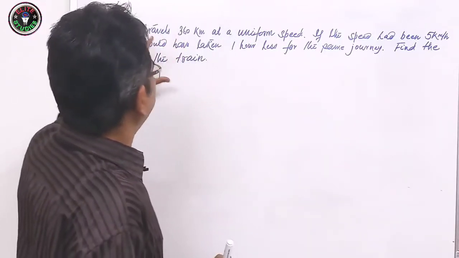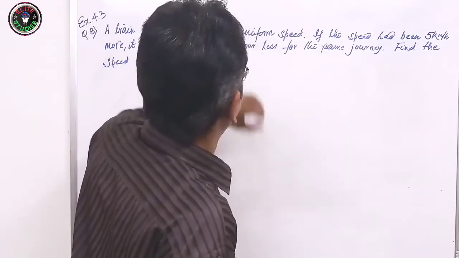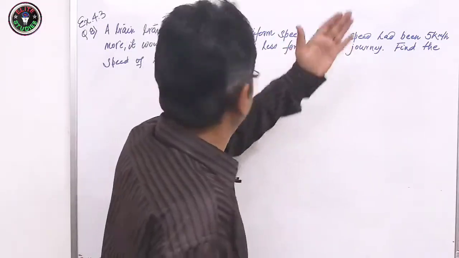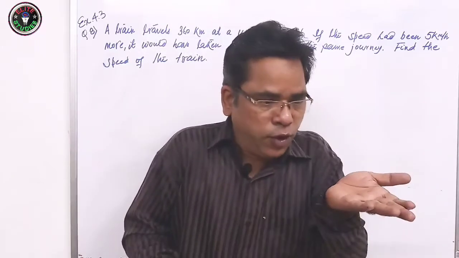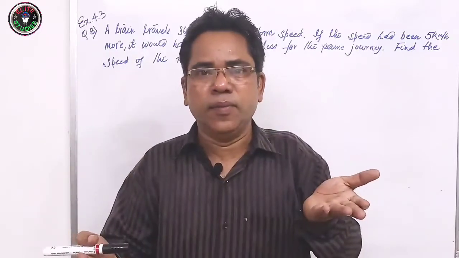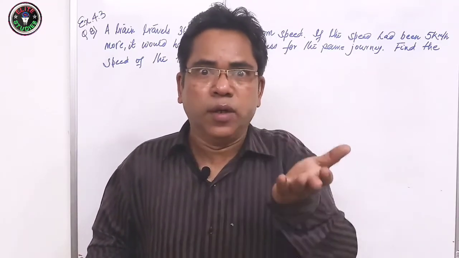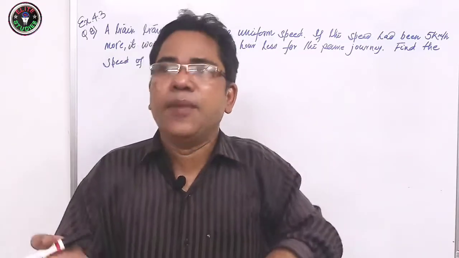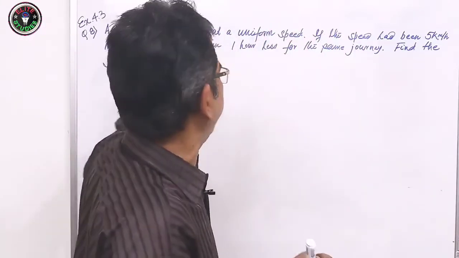And the question is also easily understood: a train travels 360 km at a uniform speed. Uniform speed means the same speed. Now if the speed had been 5 km more, then the time taken is 1 hour less. Definitely if your rate of doing work is more, then the time taken to finish the job will be less, isn't it? Suppose your rate of doing homework is more, you can do it very fast, then the time taken will be less. And if your speed is less, then the time taken will be more. So it is very easy to understand. But how to tackle the problem? You have to find the speed of the train.